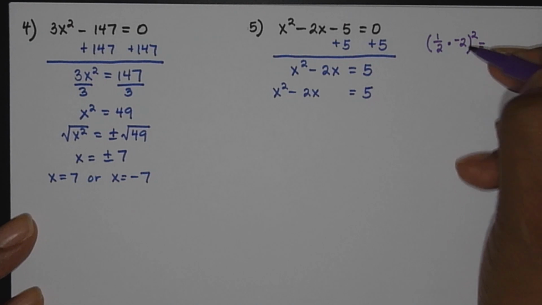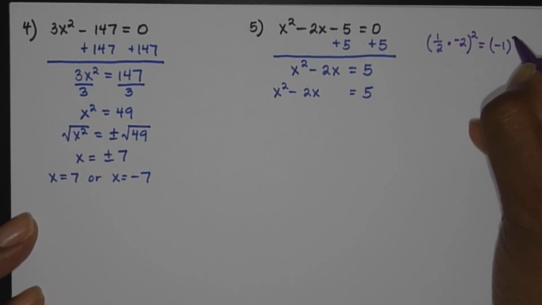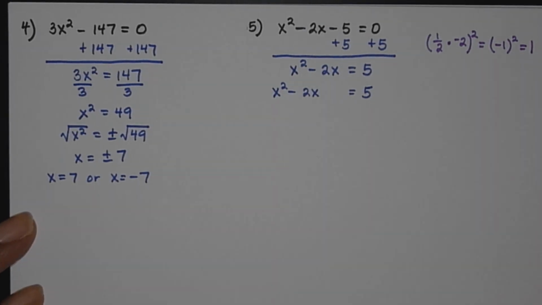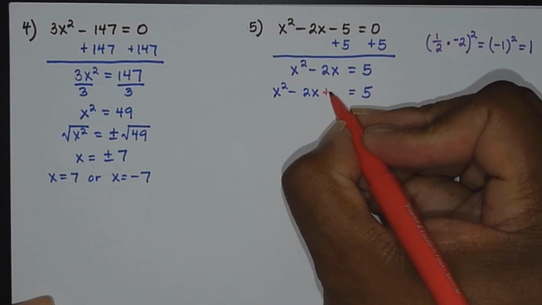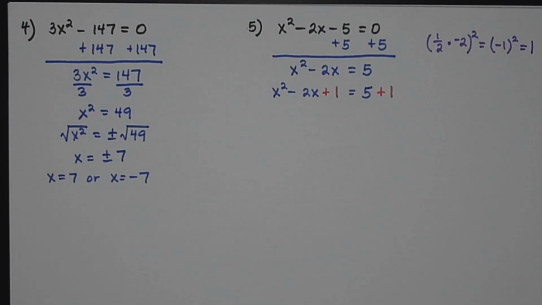So if I take 1/2 of -2, what would I get? -1, and then if I square it, I'm going to get +1. So now I'm going to add the 1 to the left side and also to the right side. Whatever I do on one side, I have to do the same thing on the other side. So I'm adding 1 to both sides of this equation.